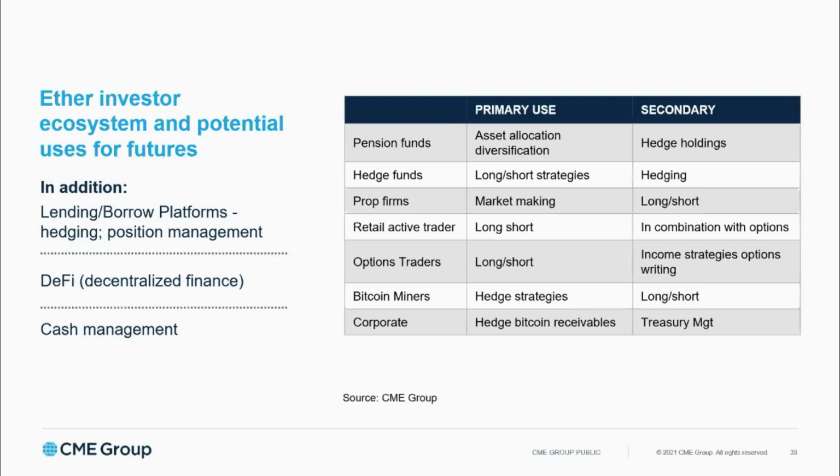We're seeing some miners come and use our contracts to hedge some of their physical exposure, also to express long and short opinions. And we're seeing corporates come in to our crypto complex to hedge some of their Bitcoin receivables, but also to manage some of their cash for treasury management purposes as well. So it's a really healthy mix of market participants coming to our markets using our cryptocurrency complex in various ways.